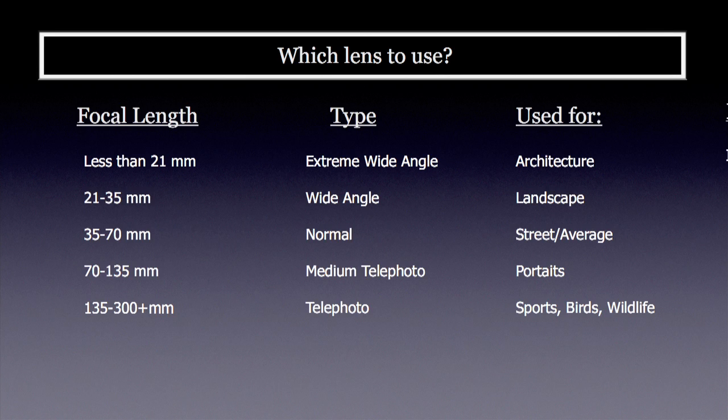Then we start to get into the telephotos. A medium telephoto is a 70 to 135 millimeter lens. It's actually great for shooting portraits. And then the other telephoto lenses are anything from about 135 millimeters up. At 300 millimeters, you're starting to get some real close shots of subjects that are far away. Great for sports and wildlife. If you want to photograph birds, you may want to even look at a 600 millimeter lens. So really consider asking yourself, what do you want to study first?